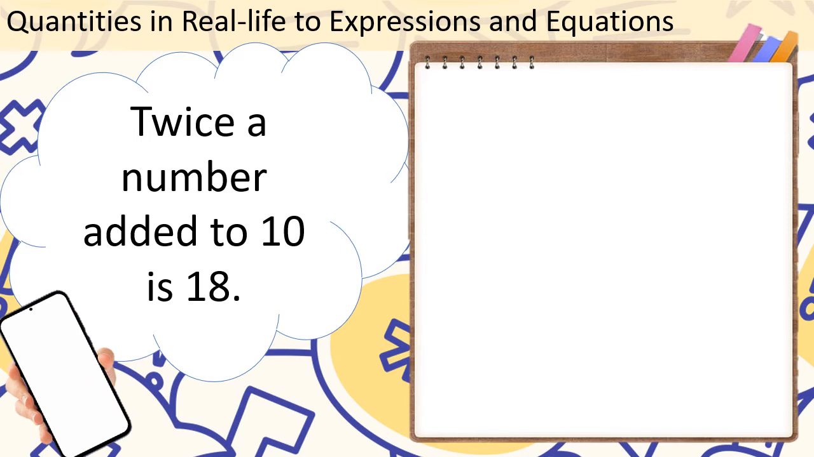Twice a number added to 10 is 18. Twice a number. Hindi natin alam kung anong number yon, right? So, let's use x for that. Twice a number added to 10 is 18. So, twice a number, we already know that. When we say twice, that's 2 times. Then, added, so that's addition. Plus 10, tas yung is natin is equals. So, that is 2 times a number, 2x, added to 10, plus 10 is equal to 18. See? Mas madaling maintindihan, di ba? So, twice a number added to 10 is 18. That is 2x plus 10 equals 18.